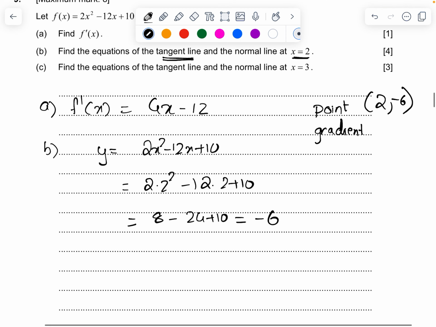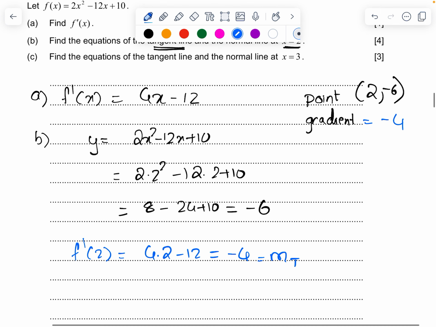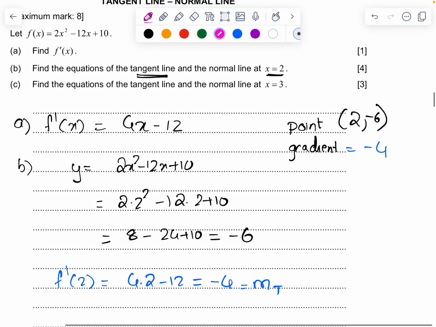I want to know the gradient. So for that, gradient will be f prime of 2. So 4 times 2 minus 12, 8 minus 12, negative 4. This is the gradient of the tangent, which is negative 4. So once I know the point and the gradient, what am I going to use? y minus y1 equals m times x minus x1.